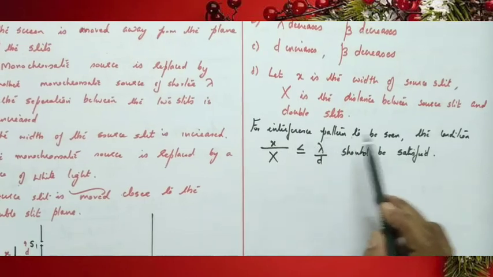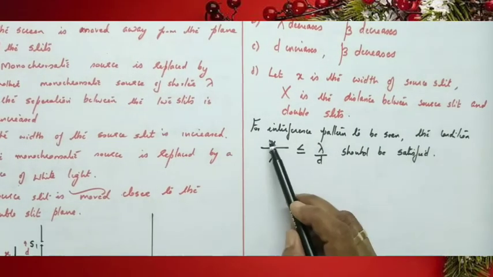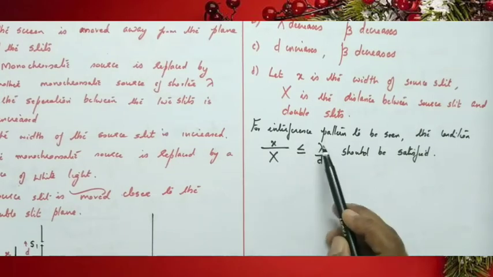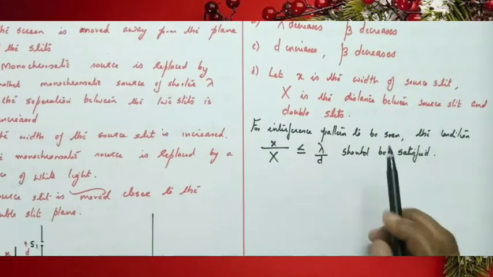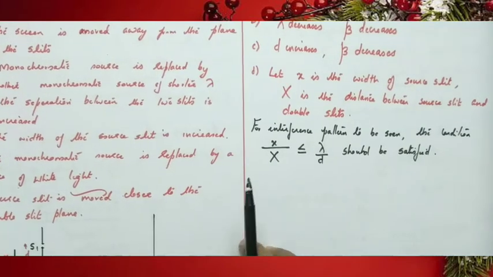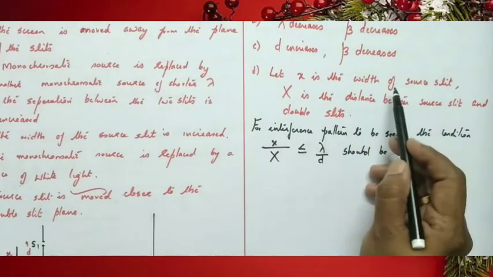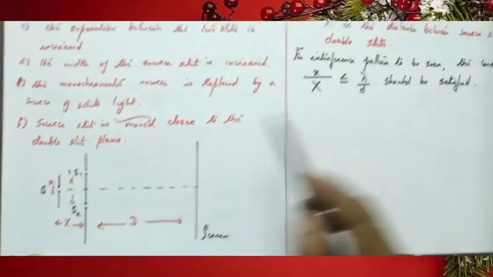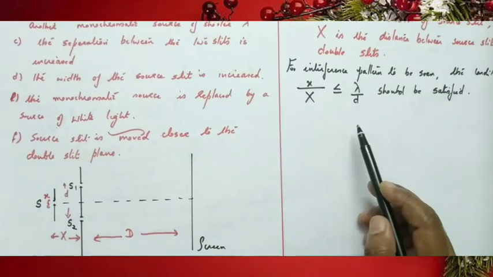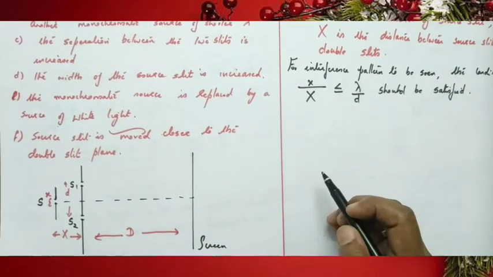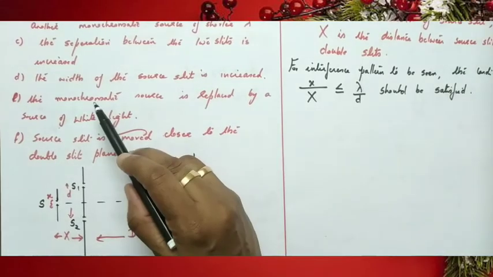For a clear interference pattern to be seen, the condition is small x divided by capital X should be less than or equal to lambda by d. Small x means the width of the source slit, capital X means the distance between the source slit and the double slit. This condition should be satisfied. Okay, so now we can do the next one.